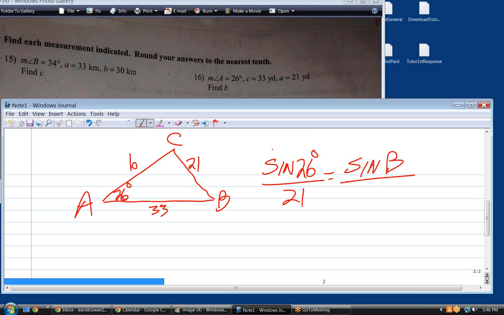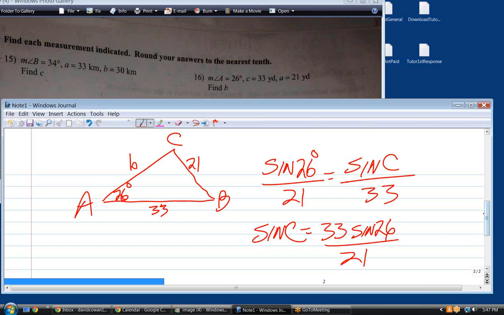Excuse me, you're right. Sorry. Oh, or is it sine C? First thing we're going to solve for is C. Yeah, we can't do anything with angle B yet because we don't have a side or the angle. So we do have a side as part of this relationship, so we can figure out angle C. So now that gives us the sine of C equals 33 times the sine of 26 all over 21. What is that number?